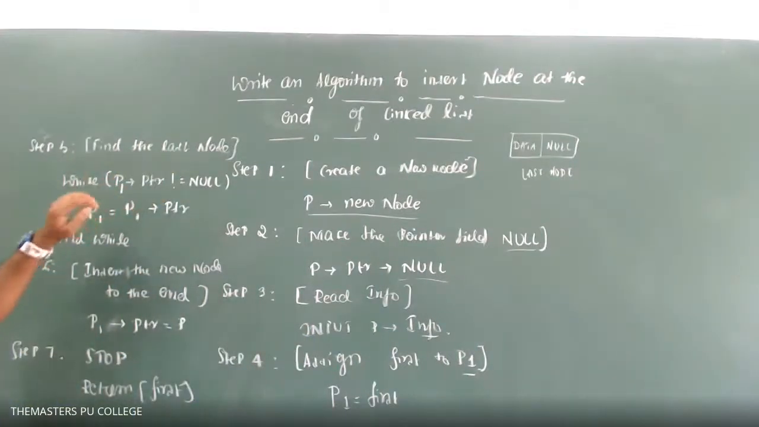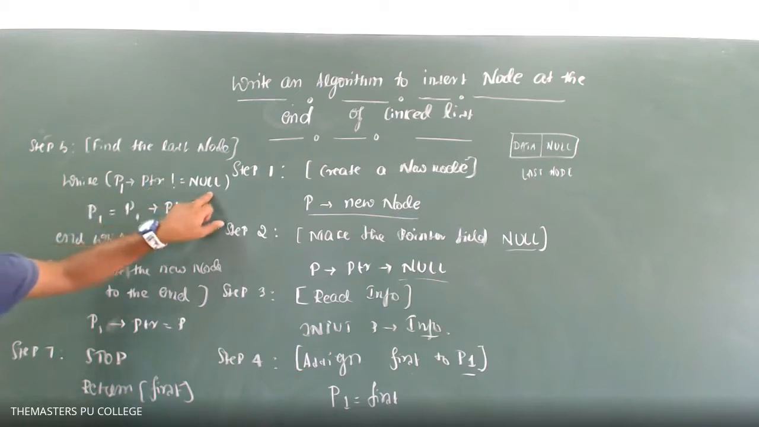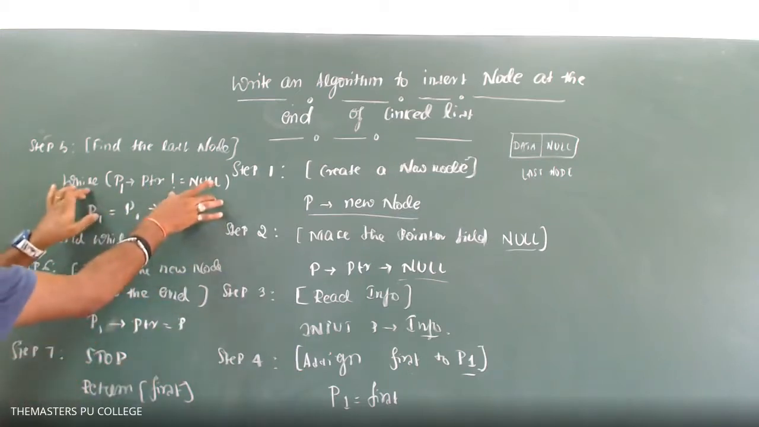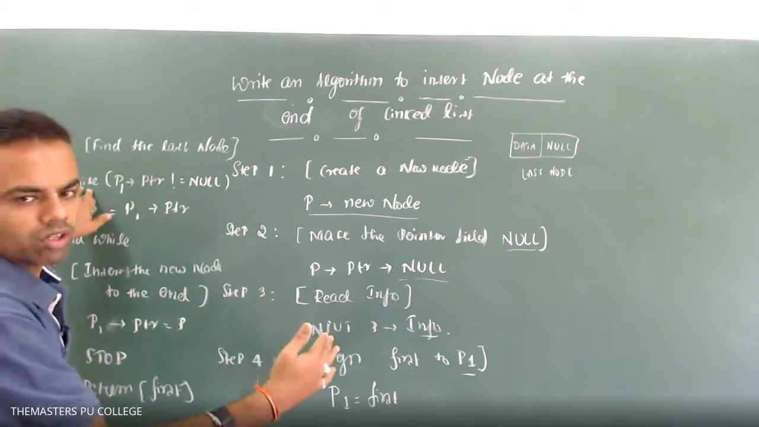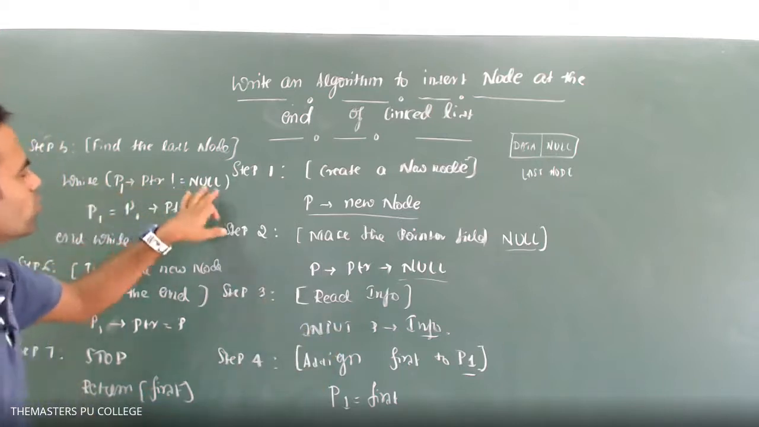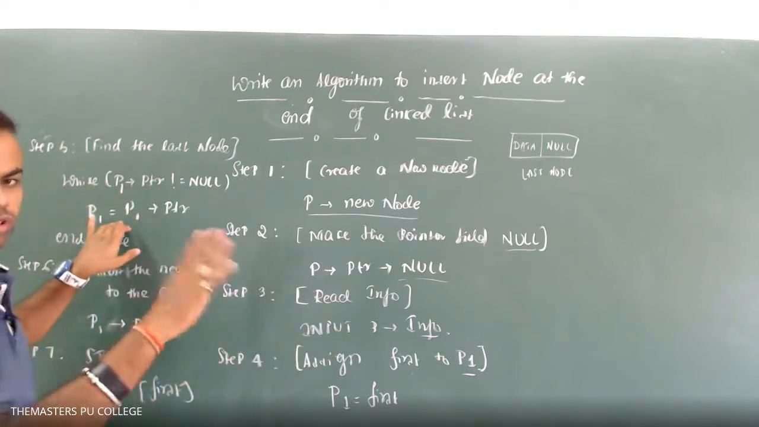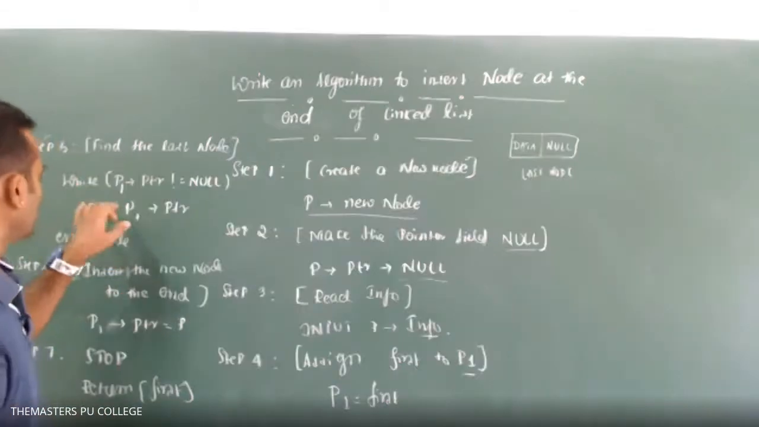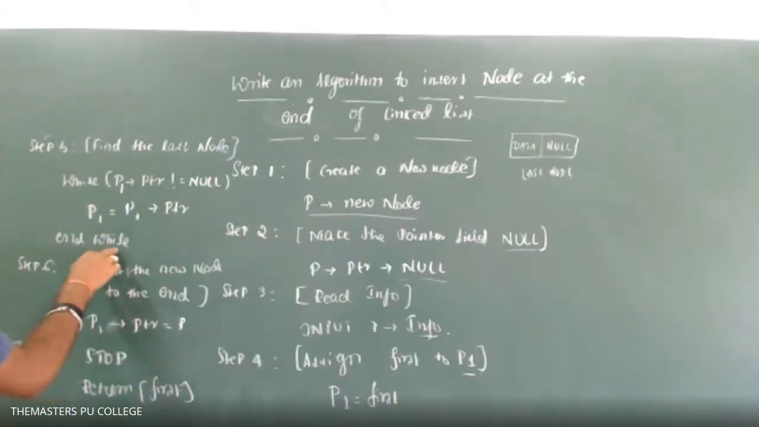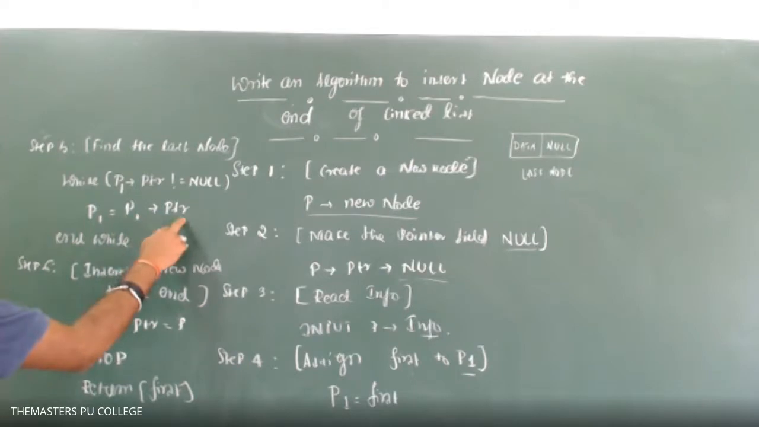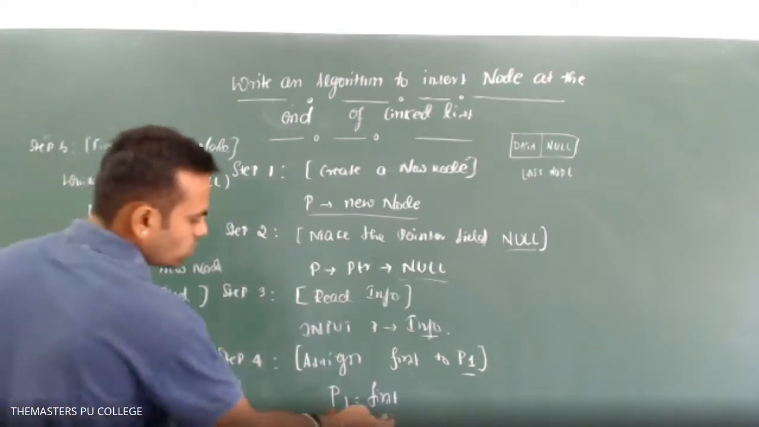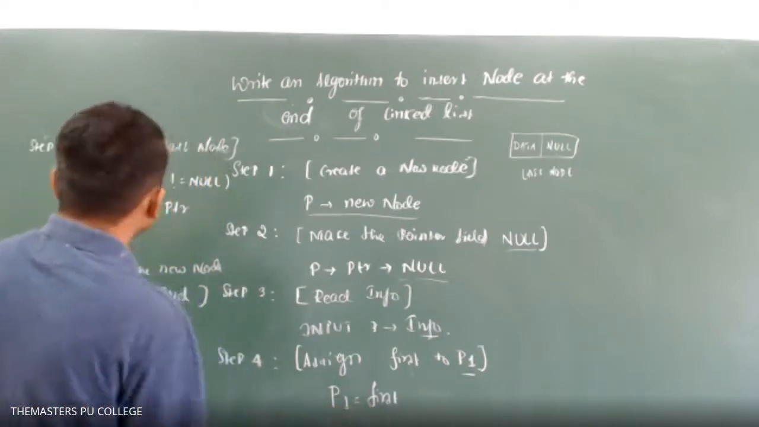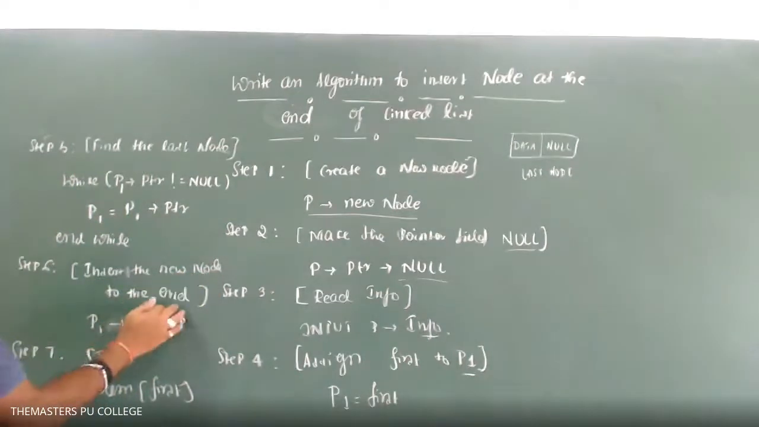Find the last node: while P1 of PTR is not equal to null, it is a regular node. When it becomes equal to null, searching and traversing will stop, and that is the end of the while. P1 is equal to P1 PTR. So P1 stores the first. Then insert the new node at the end, so P1 PTR is equal to P.